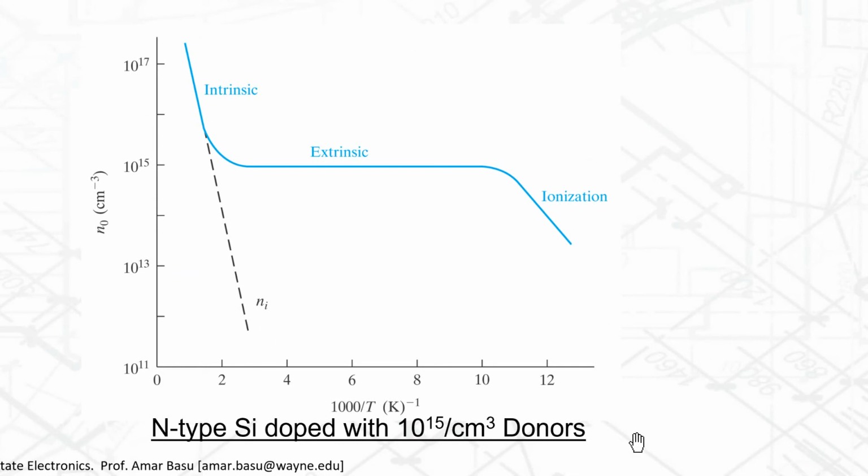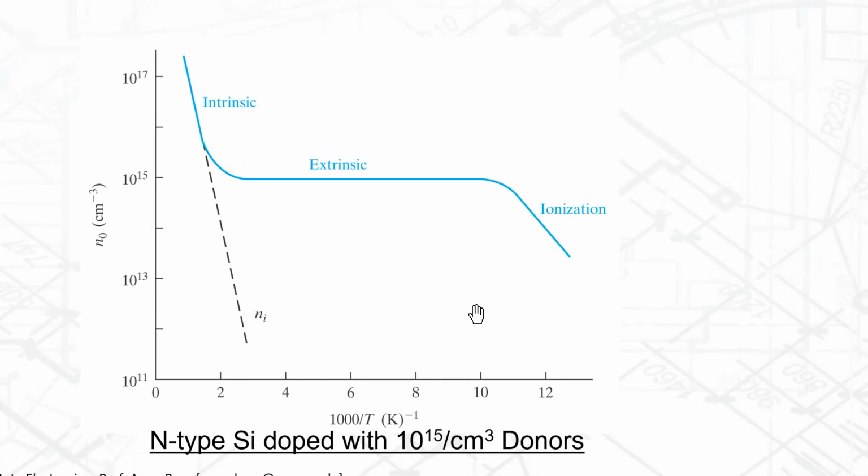N0 versus temperature. The thing to keep in mind here is this is 1,000 divided by temperature, so this can be a little bit confusing. You're going to higher temperatures as you go to the left. So this is low temperature on the right, and as you go to the left, the temperature is increasing. Temperature is on the x-axis, and the y-axis is the electron concentration.